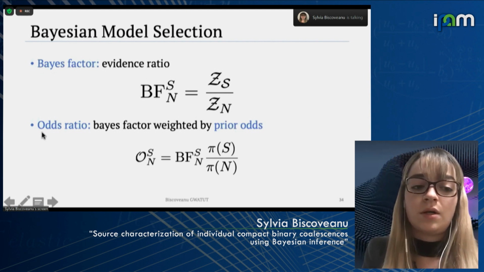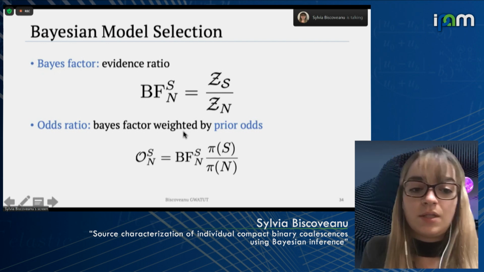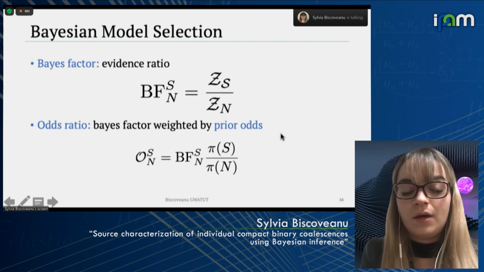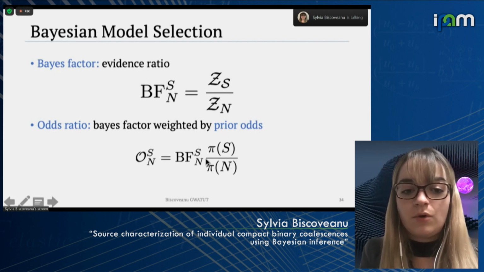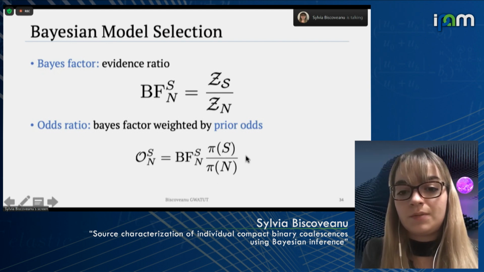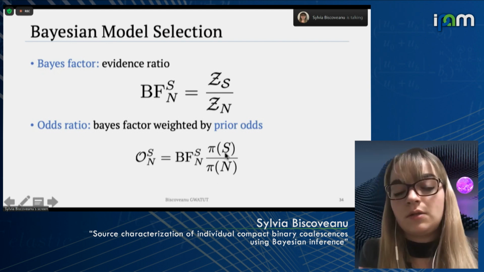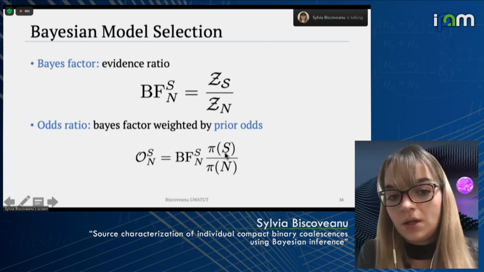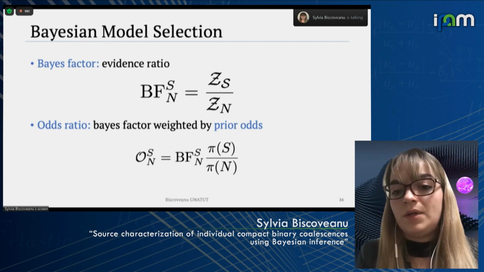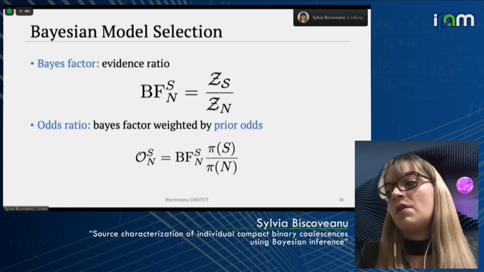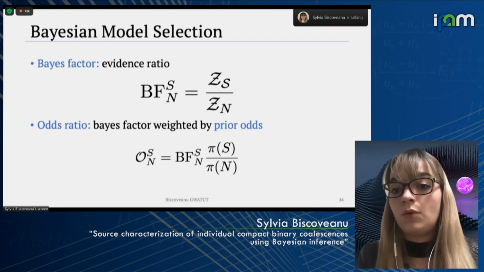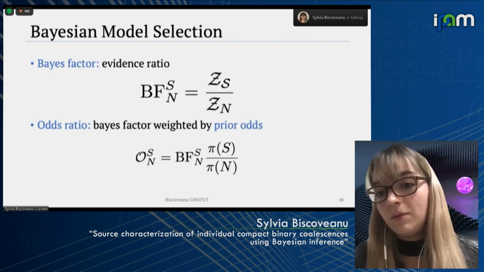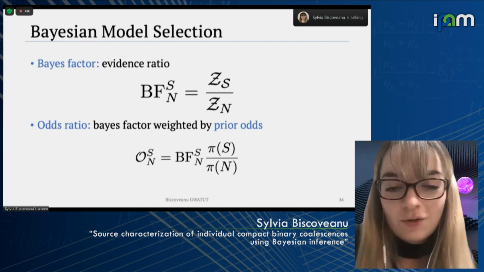We can also use what's called an odds ratio. So here, this is the Bayes factor weighted by the prior odds. And so here's your Bayes factor, and you're multiplying it by your prior probability of signal divided by your prior probability of noise. Usually for the signal to noise question, we assume there are equal odds, but this might not always be the case. So for example, if you wanted to compare a GR waveform with a non-GR waveform, you might ascribe more weight a priori to GR just because we think it's right and it's withstood many tests.